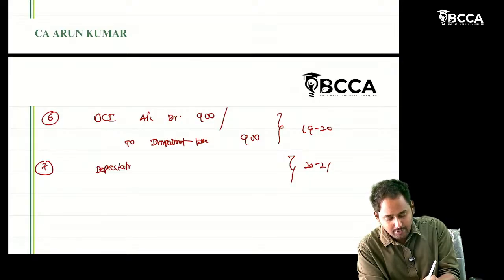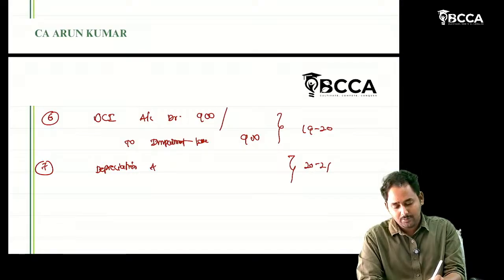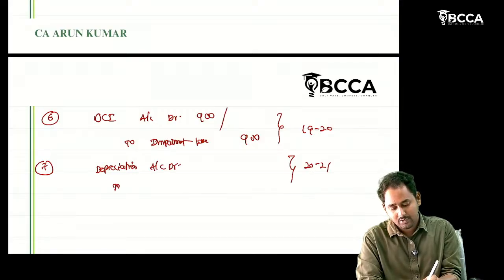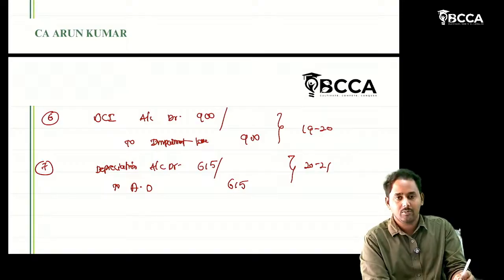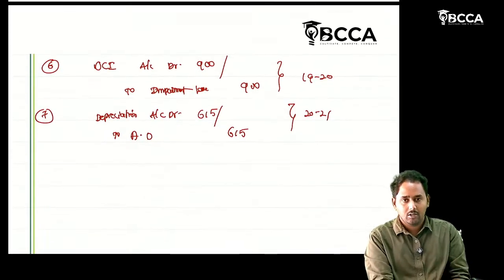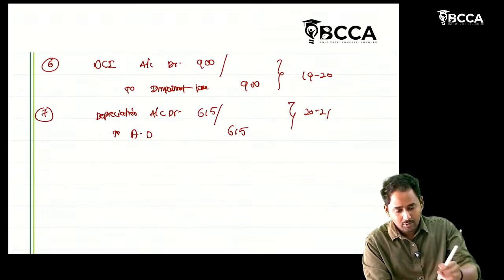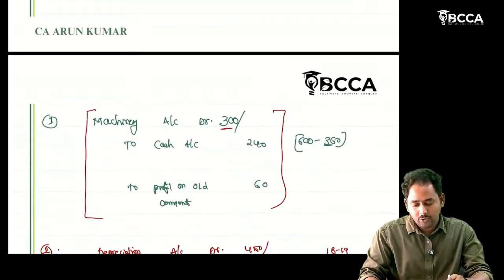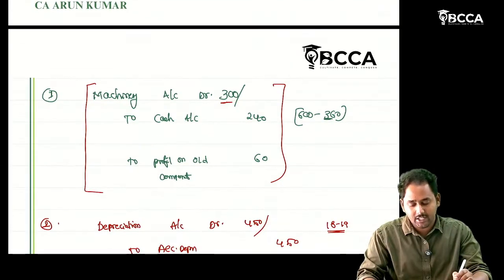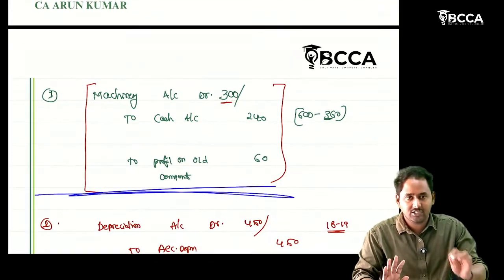Depreciation account debit to accumulated depreciation. What is the amount? 615. So this is the accumulated depreciation journal entry. Wait, I told you, right? I wanted to provide the journal entry with the gross carrying amount with respect to the first journal entry also.